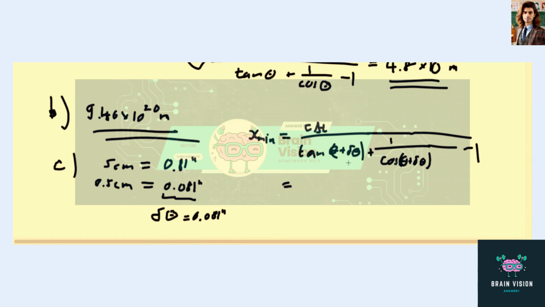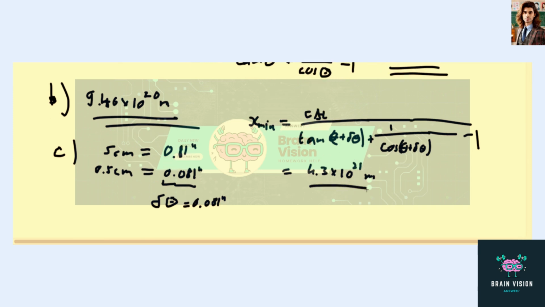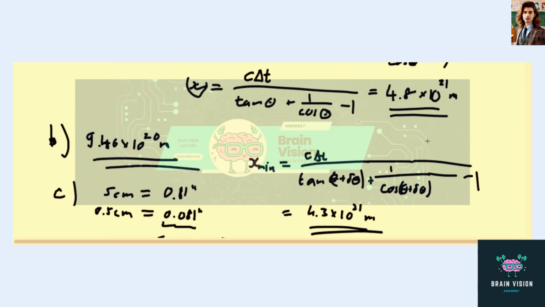And so here now you use 0.9 arc seconds for this value of theta plus delta theta. And you find out that this value that you calculated is roughly 4.3 times 10 to the 21 meters. Okay, so this is the maximum, or the minimum distance to the star. And this is the median distance to the star.